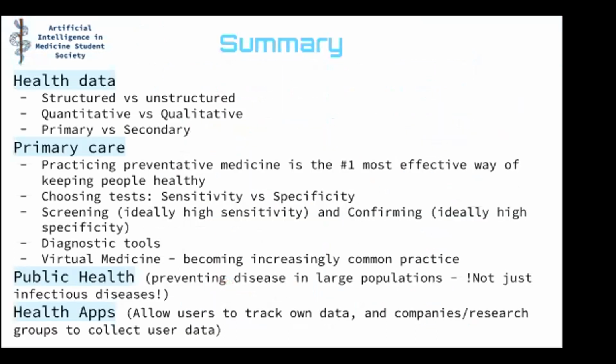So this is a nice summary page. I won't go through everything, but this is what we talked about today. We talked about health data and the types of health data, primary care and the responsibilities of a primary care provider, as well as some examples of how AI is being used in primary care. A little bit of public health and a little bit of health apps here at the end.